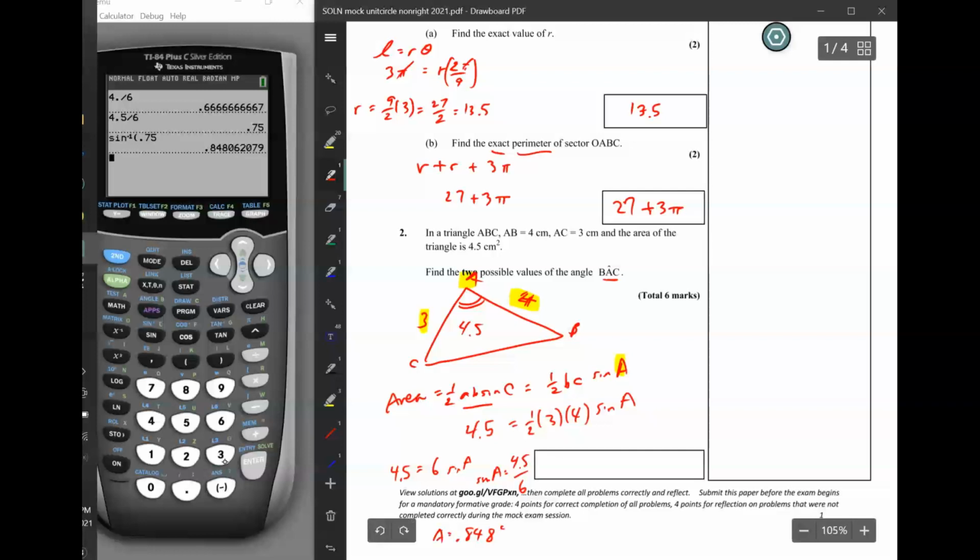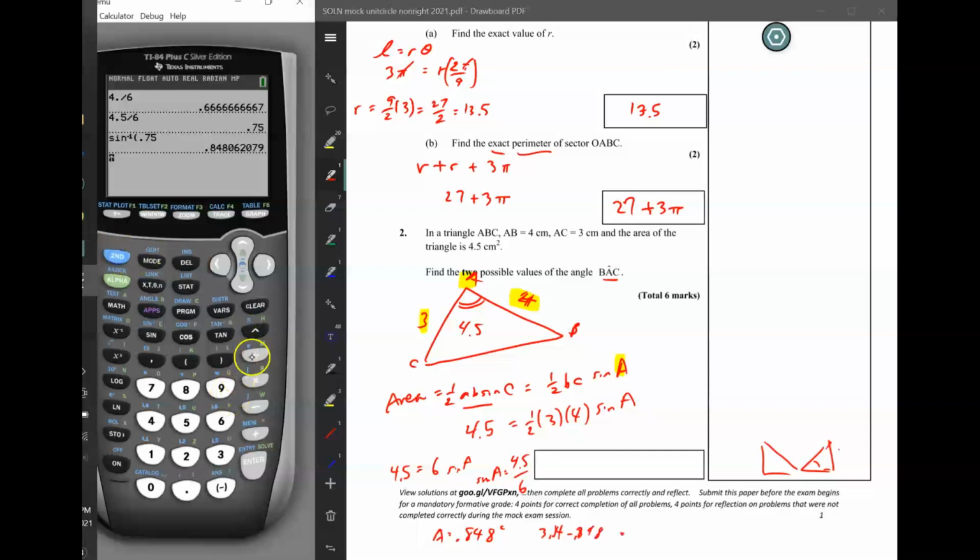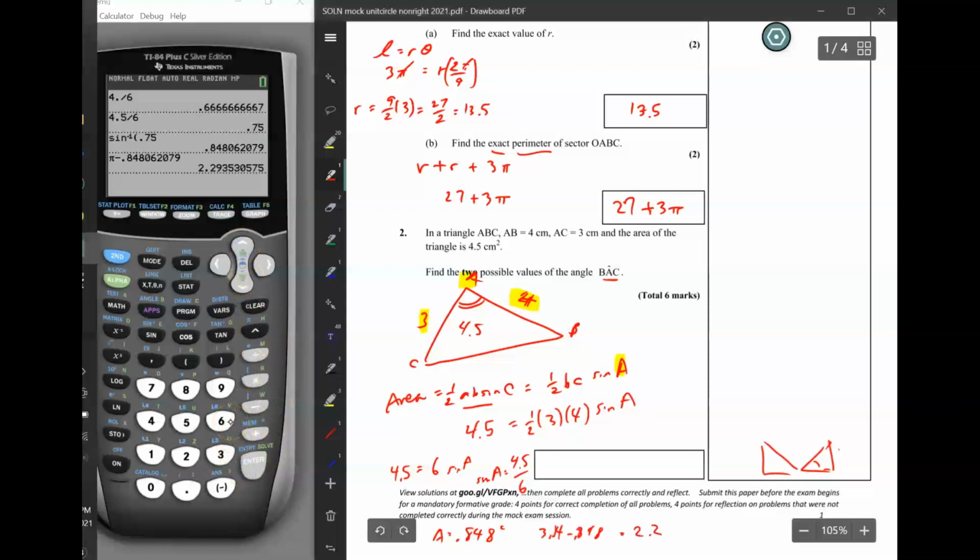The other possible angle A, and remember 0.848 radians is in the first quadrant. Remember, 1 radian is about 57 degrees. The other angle, which has the sine of positive 0.75, would be the reflection into the second quadrant. So that would be equal to pi minus 0.848, and it would be 2.29. So that would be the other angle.